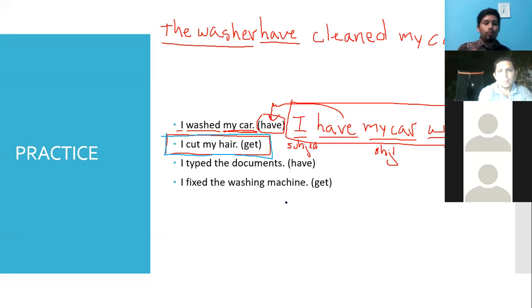Because we're using causative, we must use the verb have, I mean the auxiliary verb have. And the action is going to be after the object, like subject plus have plus object plus past participle. What is the past participle of cut? You remember that? Cut, exactly. The past participle of cut is cut.